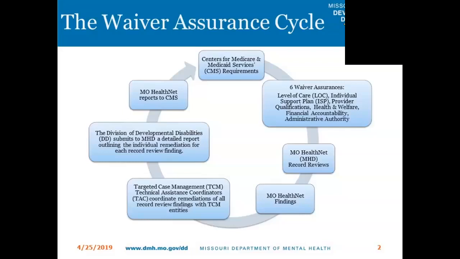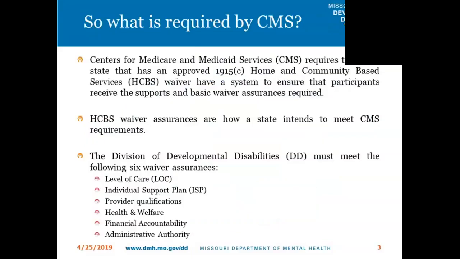So what exactly is required by CMS? CMS requires that each state that has an approved 1915(c) HCBS waiver have a system to ensure that participants receive supports and basic waiver assurances required. HCBS waiver assurances are how a state intends to meet CMS requirements. As mentioned in the previous slide, the 6 assurances the Division of DD must meet and show compliance with are level of care, individual support plan, provider qualifications, health and welfare, financial accountability, and administrative authority.